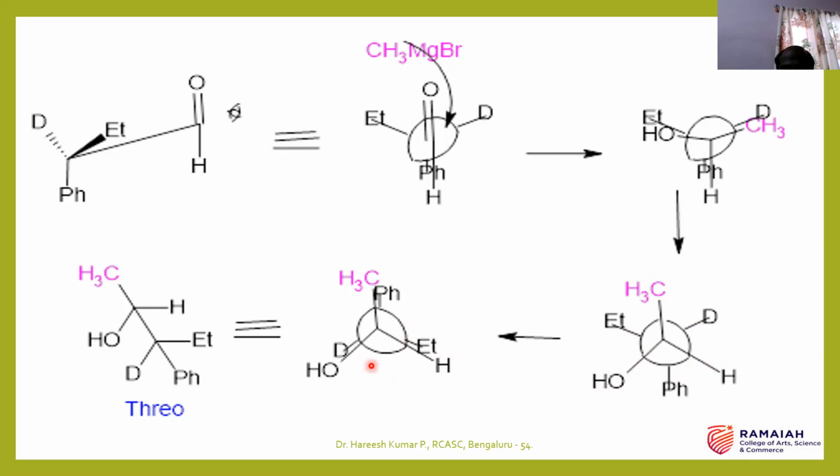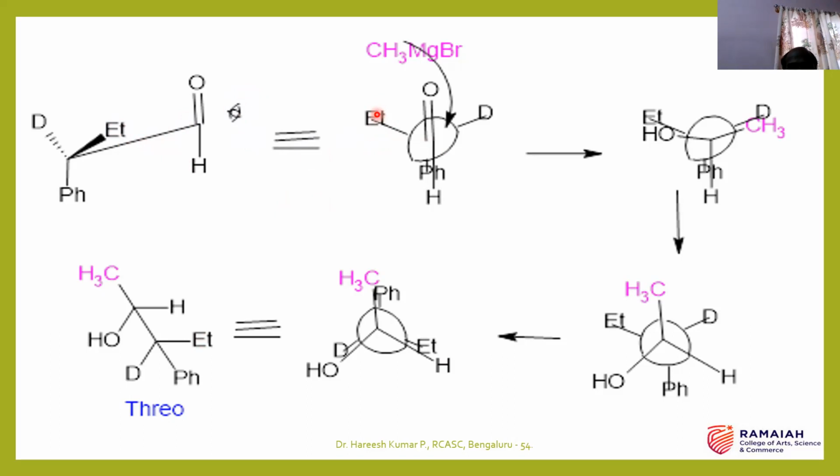So from the Newman projection formula to the threo form: CH3 is this, OH is on the left hand side, H is on the right hand side. Similarly, phenyl is down, and on the left hand side is deuterium. Ethyl is this one. If you want to know how to write a Sawhorse projection formula into a Newman projection formula, you have to view from this side. If you are viewing from this side, you can observe that the ethyl group is on the left hand side. That is the reason the ethyl group is on the left hand side.